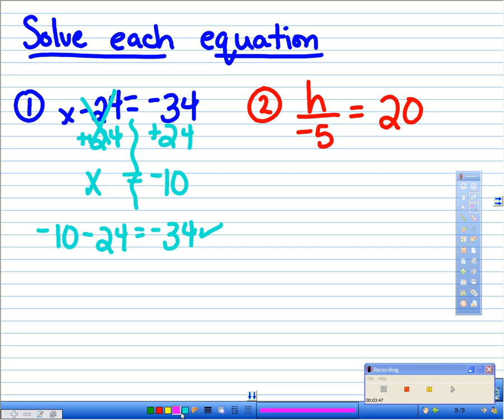Number 2. H over -5 equals 20. That is a division problem. To undo division, the inverse of division is multiplication. So times by -5 and times by -5 to both sides. H is left all alone. 20 times -5 is -100. That's how you solve equations.